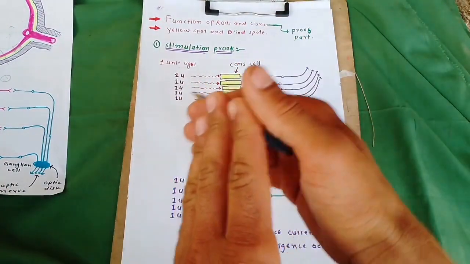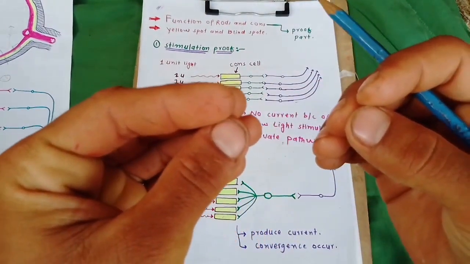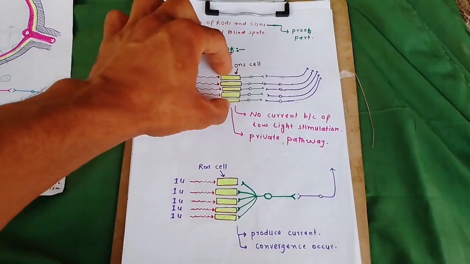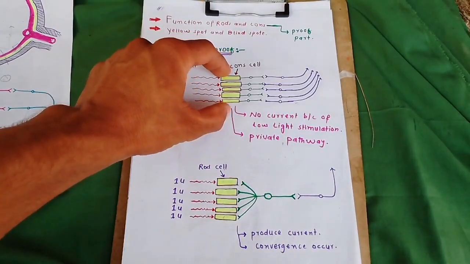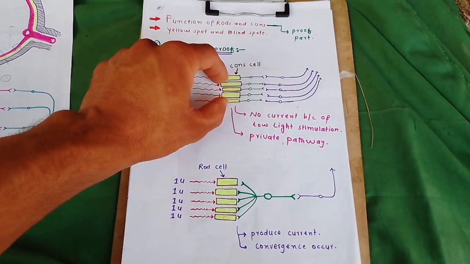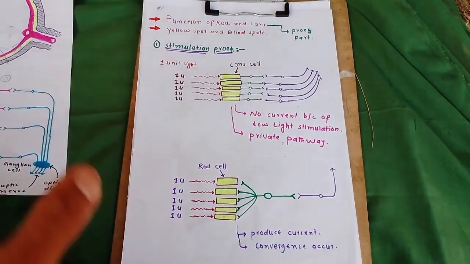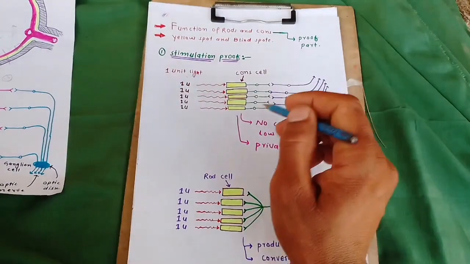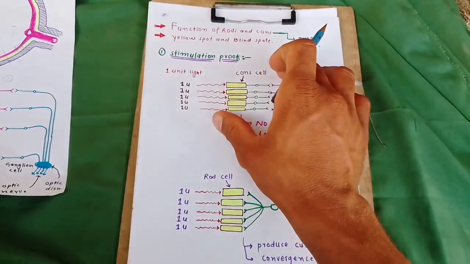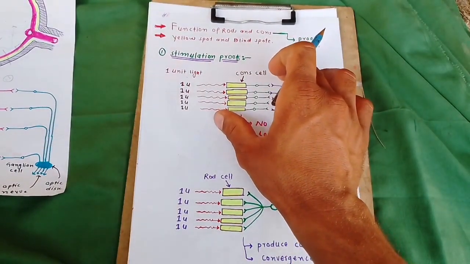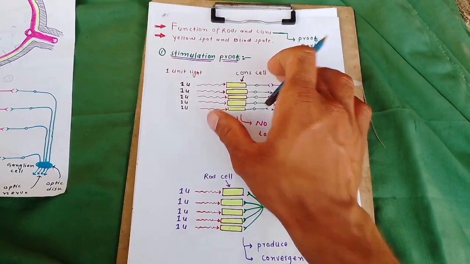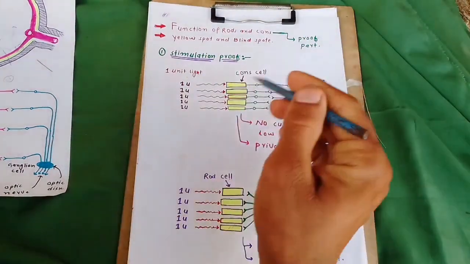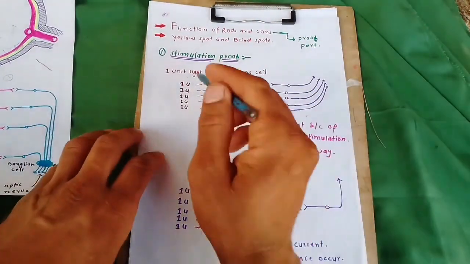The cone cell is not sensitive to dim light, but it is only stimulated by bright light. Therefore, it gives the colorful image. So stimulation can prove this. What is the stimulation proof? Suppose why it is stimulated by the bright light but is not stimulated by the low light, because, look at this one.